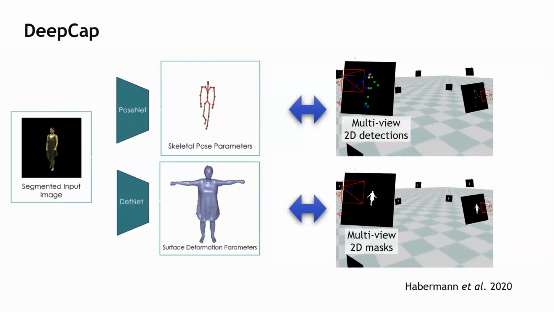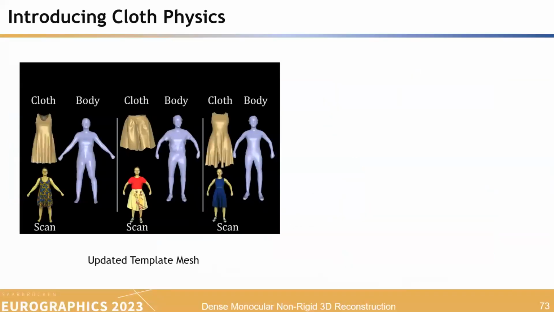So you can have 2D detections from multiple views, and you can have a supervision loss on that. You can also have silhouettes from multiple views and try to argue about the shape of the character, or the deformations of the mesh. And this already works sufficiently well. Another question is, we have done the reconstruction. How do we make it more plausible?